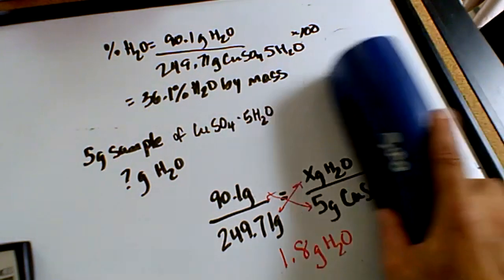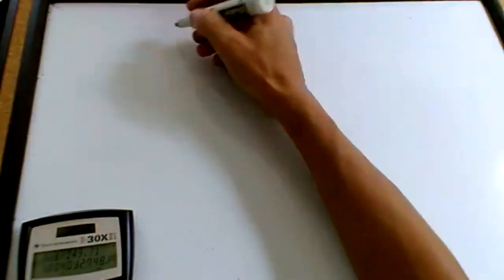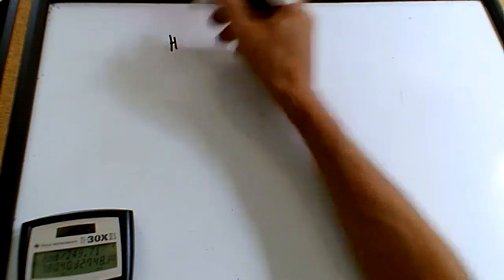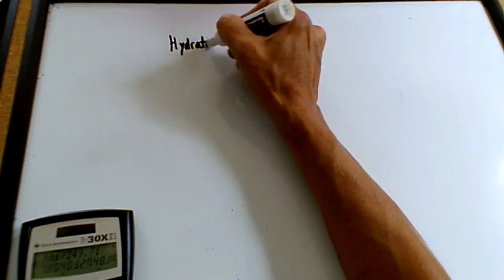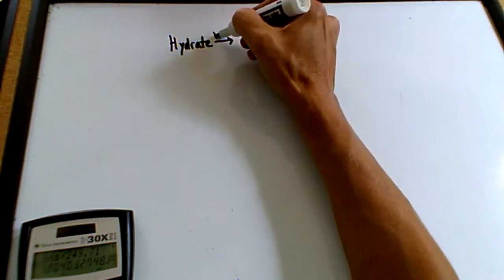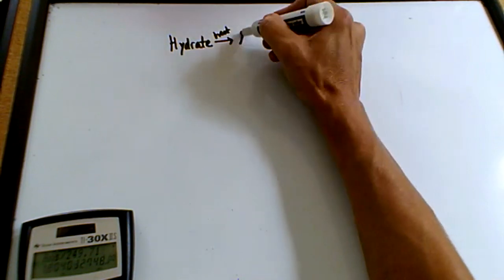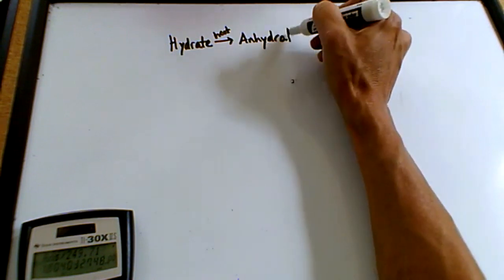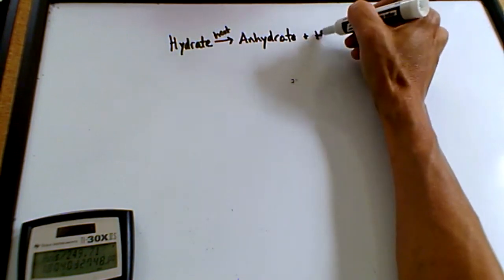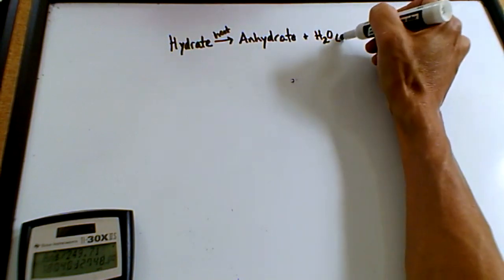Another thing to know is what to do with a data chart, if you're given a data chart and need to solve a problem. I want you to realize that we would take this hydrate, and upon heating this hydrate, we would end up with the anhydrate. That is our compound without the water, and the water would be removed as a gas.